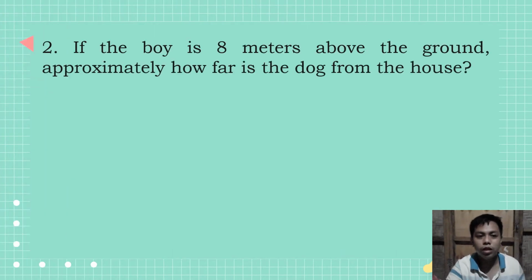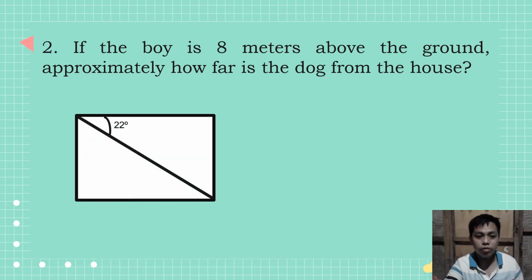Question number 2. If the boy is 8 meters above the ground, approximately how far is the dog from the house? So let's have the figure here. Then we have another given, that is 8 meters above the ground. Then we are asked the distance between the dog and the house. So let's solve it.